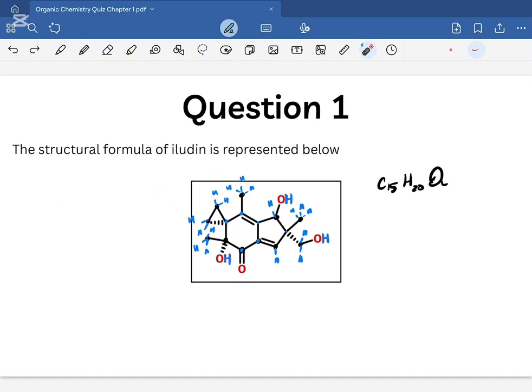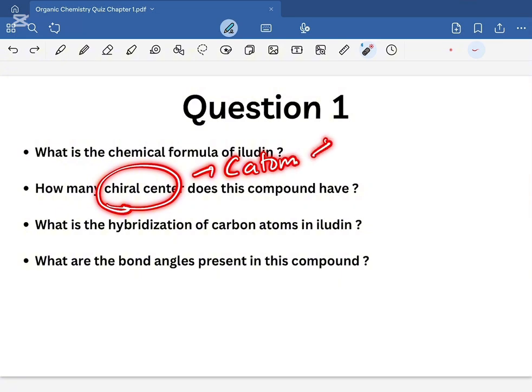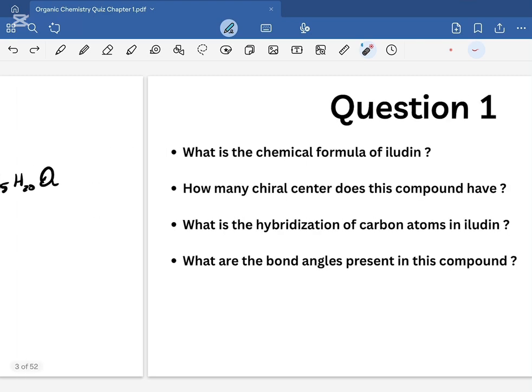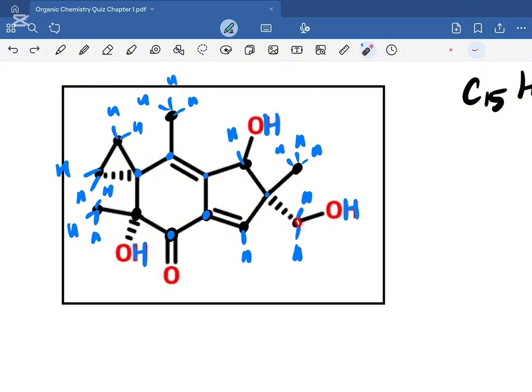Now in the next question, they said, how many chiral centers does this compound have? And a chiral center is a carbon atom that is attached to 4 different groups. So let's find out how many chiral centers we have in this drawing. So first, I'm going to start over here. Now this carbon is attached to 2 hydrogens, so we have similar atoms, so it's not a chiral center. Now this one over here is a chiral center as it's attached to this group, to this one, and this one, and they are all different. So I'm going to put this as a chiral center.